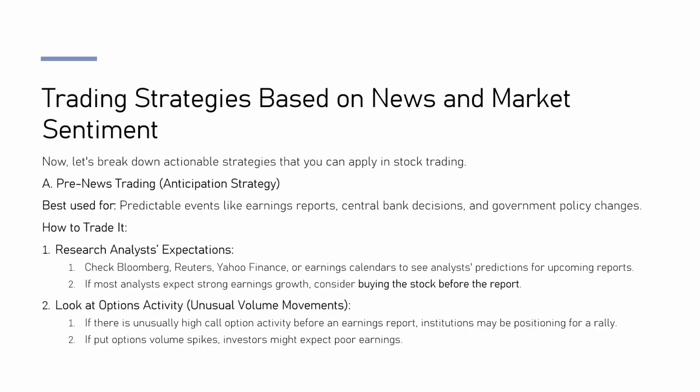Trading strategies based on news and market sentiment can help traders anticipate price movements before major events. One effective approach is pre-news trading, which focuses on predictable events like earnings reports, central bank decisions, and policy changes. Traders can research analysts' expectations from sources like Bloomberg and Reuters to gauge market sentiment before a report is released. Additionally, monitoring unusual options activity, such as high call or put volume, can provide insights into institutional positioning.